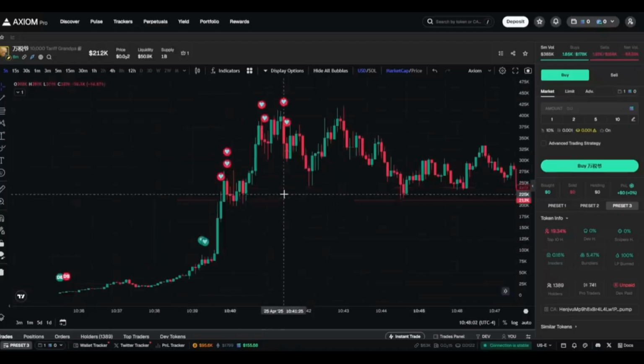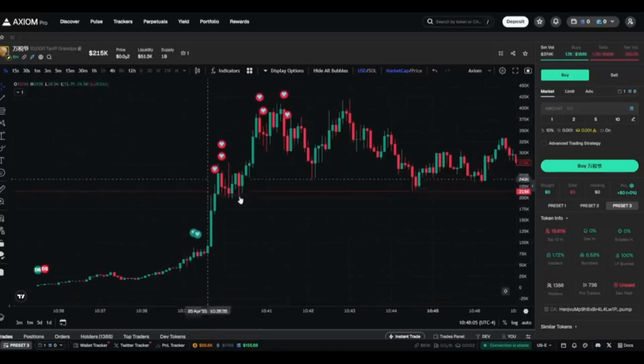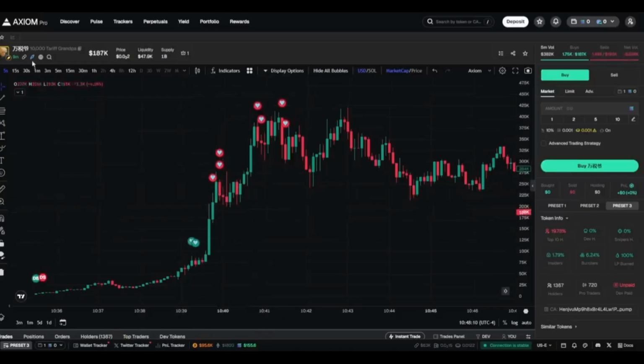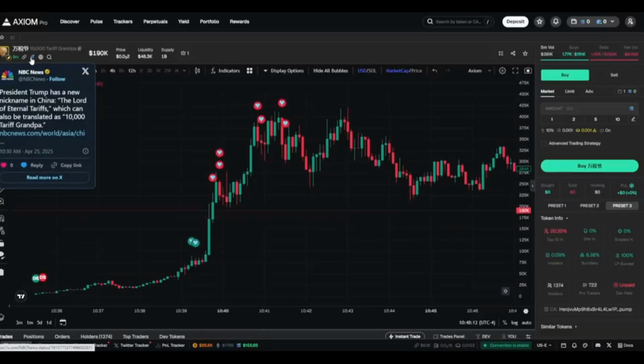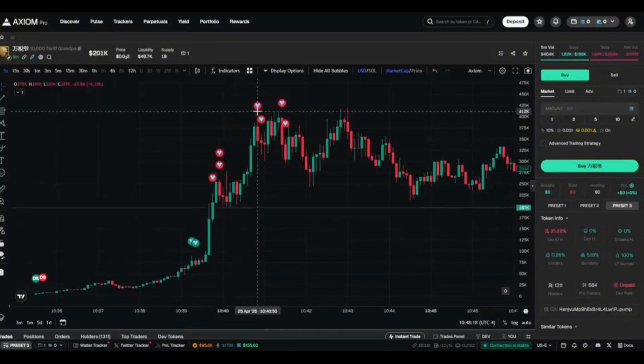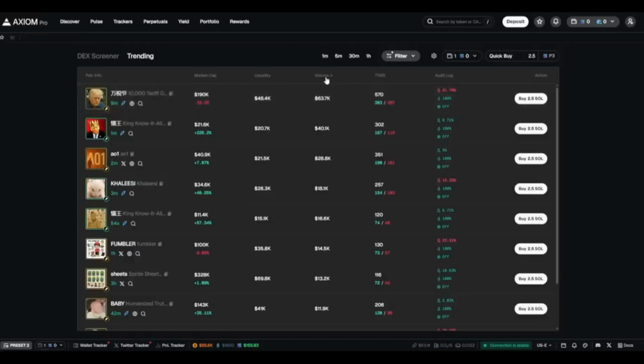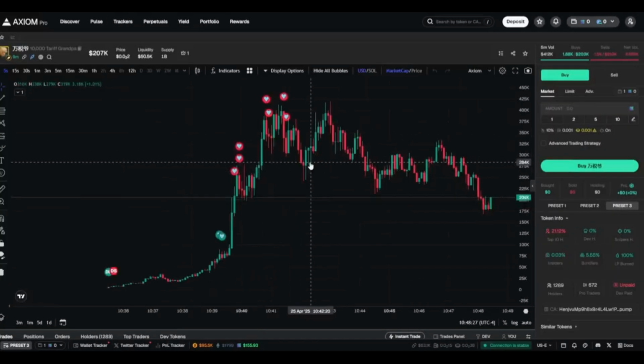So for example, for this coin, what you could say is, hey, volume was very good. I had one of my good wallets buy in. I see it consolidating. It's not pulling back. It's a good narrative, right? President Trump has a new nickname in China, the Lord of Eternal Affairs. I think it's a good scalp. And then volume's picking up. We saw it in our filters for trending. I think it's a good play. And I'll be like, okay, have a stab at it.